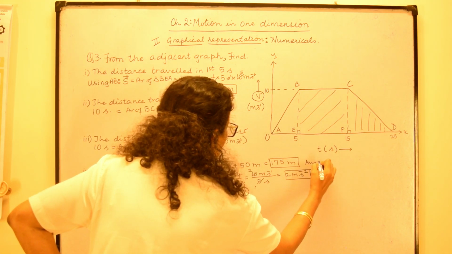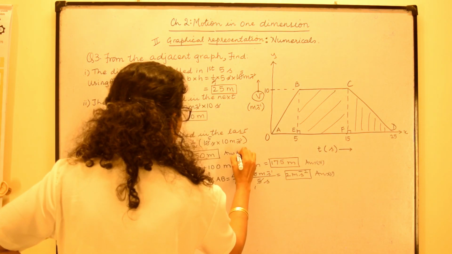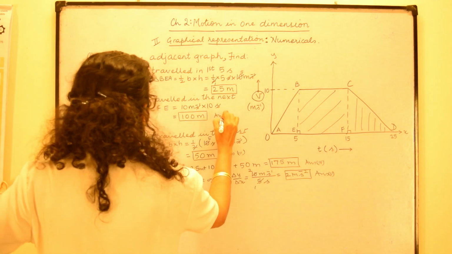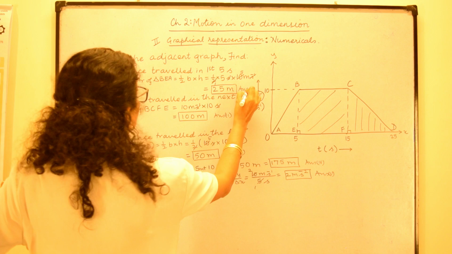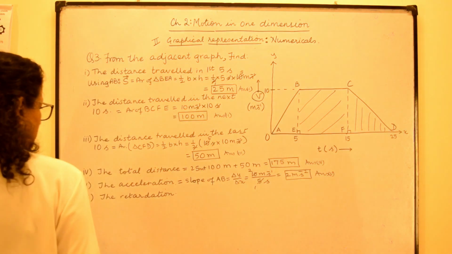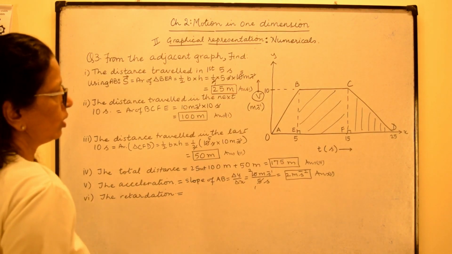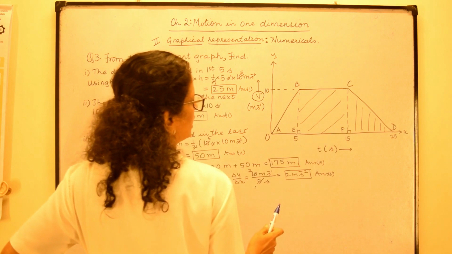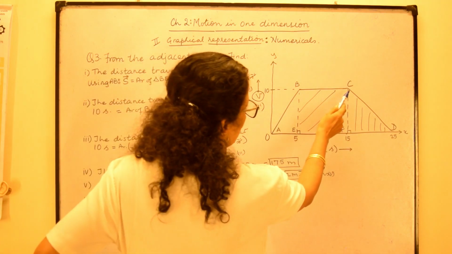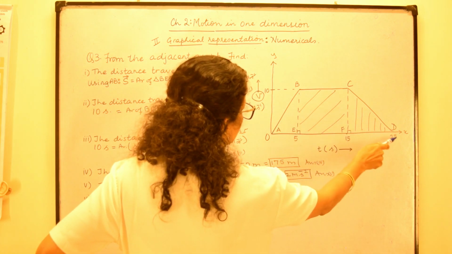This was our answer 4. This was our answer 3. This was our answer 2. And this was our answer 1. Let us come to the retardation. Now retardation is where the velocity decreases. You can see for BC the velocity is constant, that means 0 acceleration, and for C, from C to D, you will see velocity is decreasing.